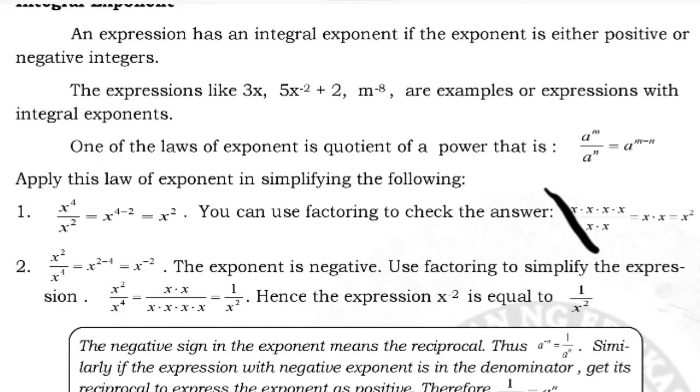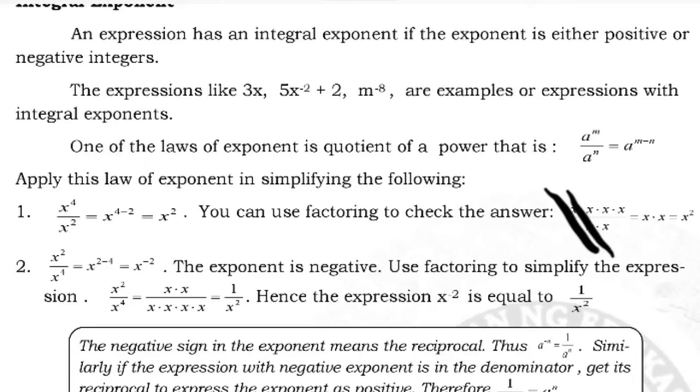So cancel and cancel, so we're going to have our answer as x times x or x squared. Okay, this is by factoring or cancellation method. Then for number 2, x squared over x to the power of 4.